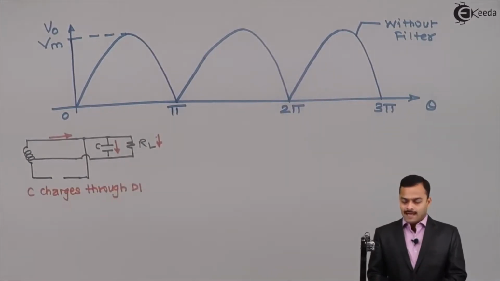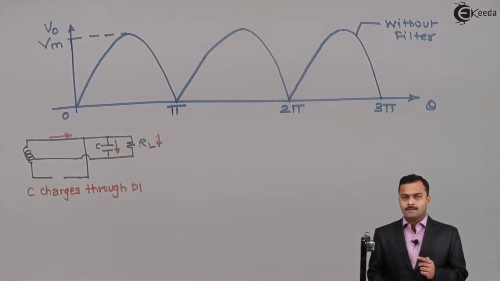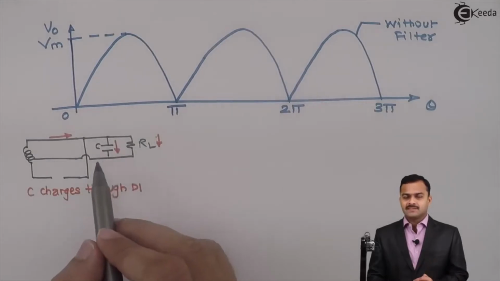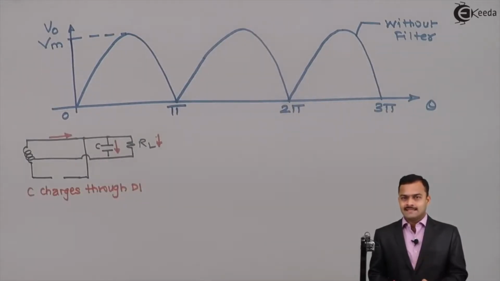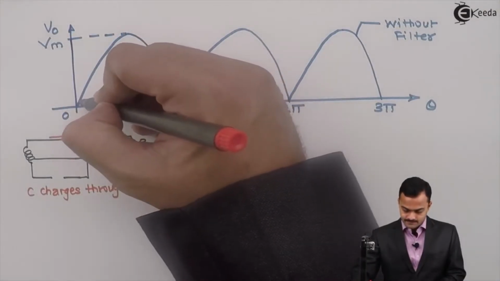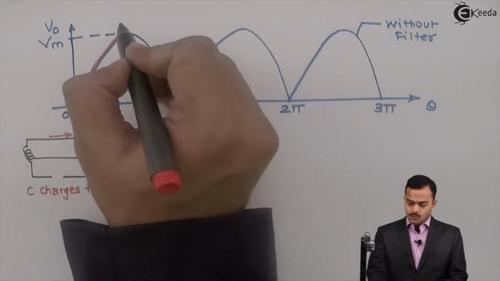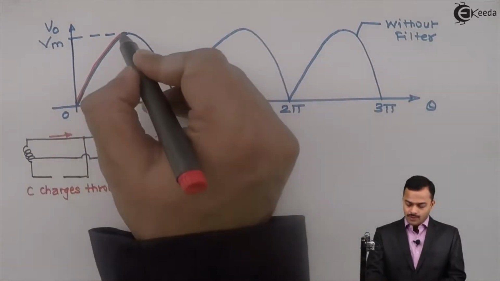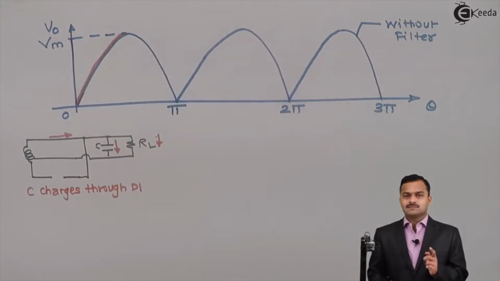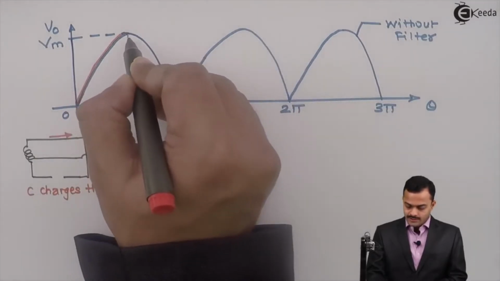But that will not be continued till the complete half cycle. Why? Because whenever we charge a capacitor, its voltage keep on increasing. So the charging of capacitor will be like this. It will reach peak. But what happens after peak? It will not follow this path directly because capacitor doesn't allow instantaneous change in the voltage. So what will happen? Up to this point only diode D1 conduct.